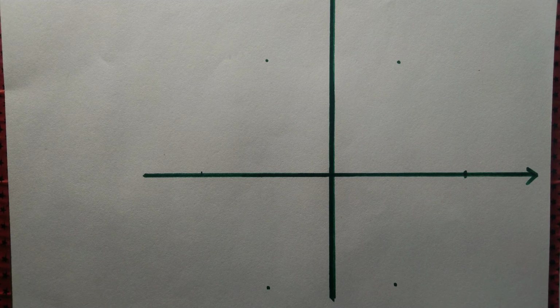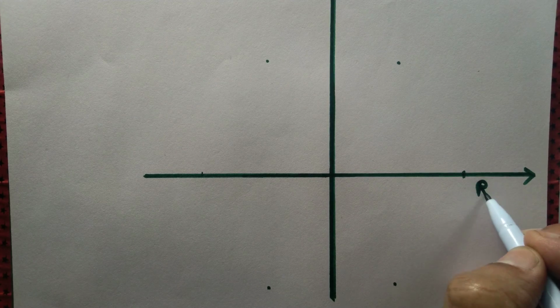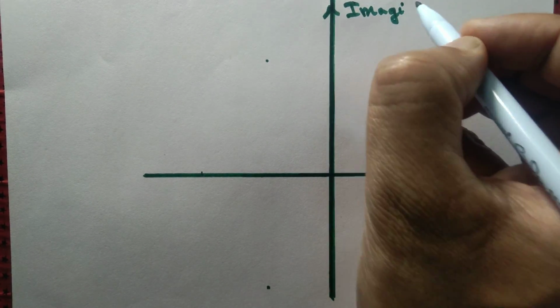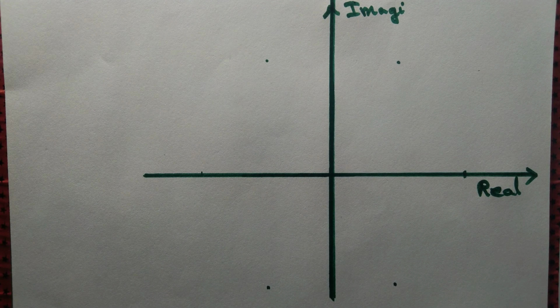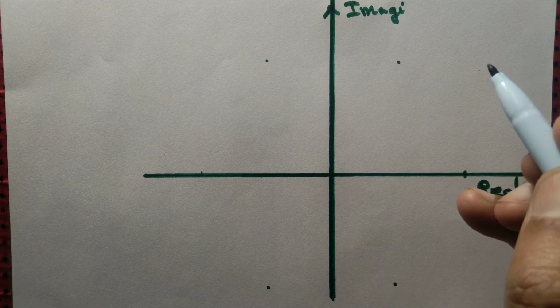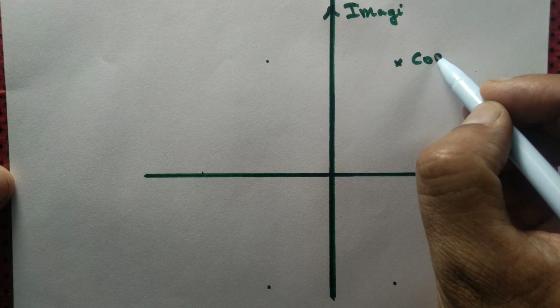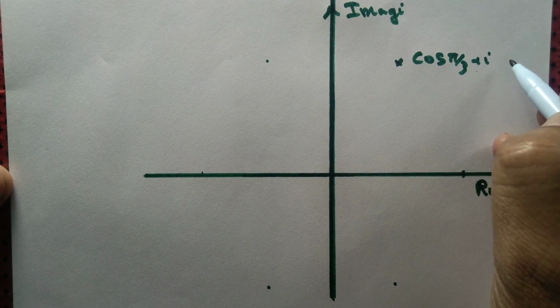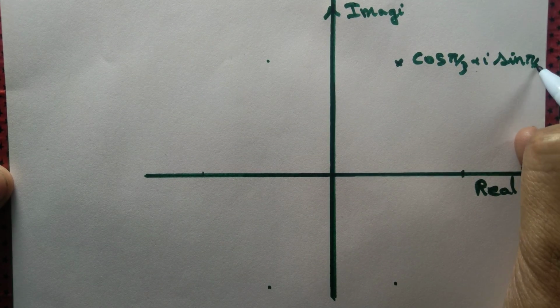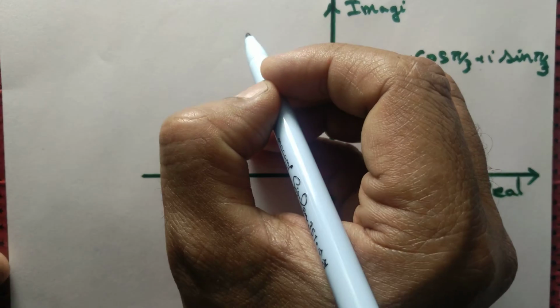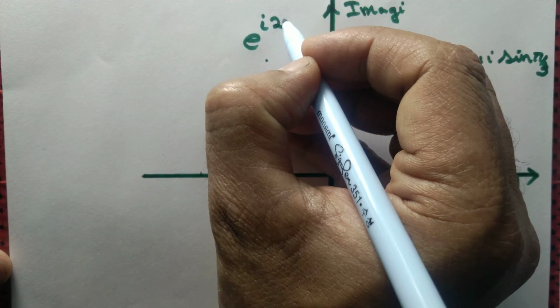Plot those complex numbers on the Argand plane. Real axis, and then we have imaginary axis. Now when you take n equal to 1, we have cos pi by 3 and i sin pi by 3. So this is the point cos pi by 3 plus i sin pi by 3. This is the point cos 2 pi by 3 plus i sin 2 pi by 3. Let's write e to the power i 2 pi by 3.